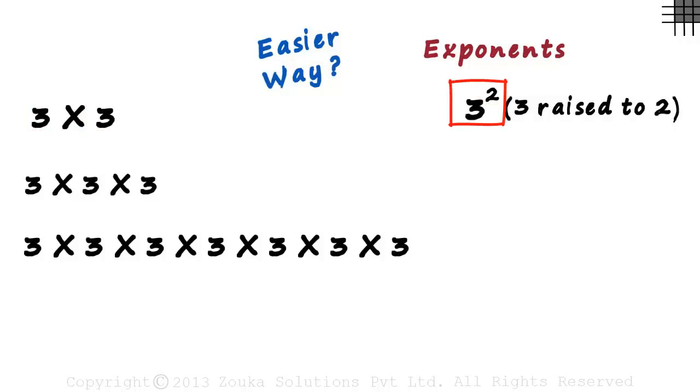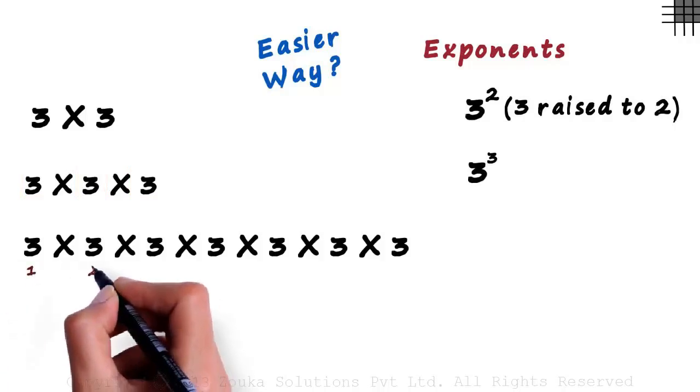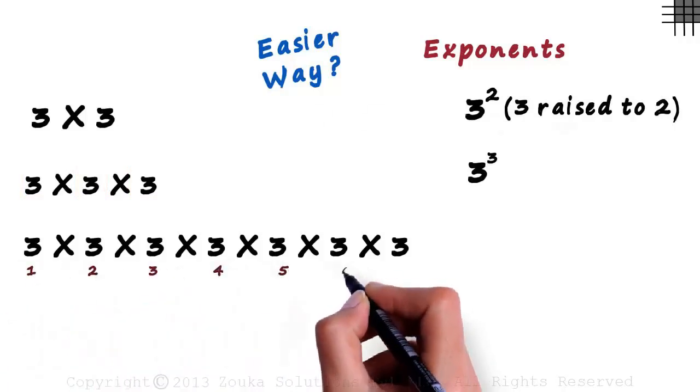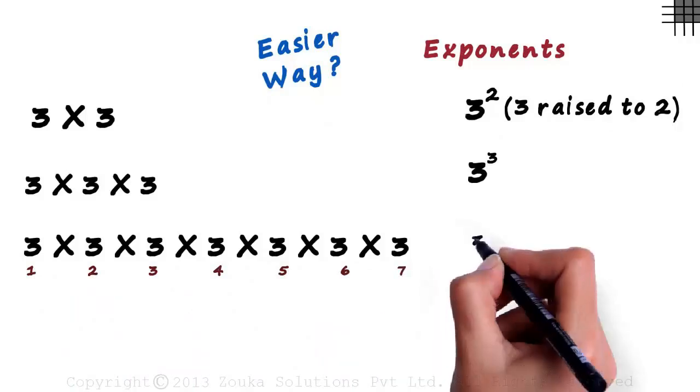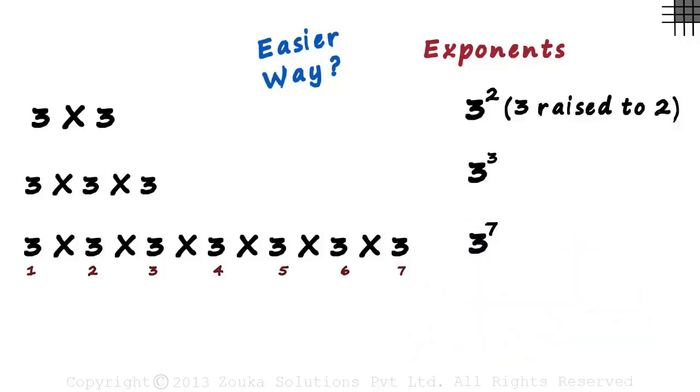In the second case, we can see 3 3's. Hence, it can be written as 3 raised to 3. How do we get a 3 in the superscript? That's because we have 3 3's. And in the final example, we have 1, 2, 3, 4, 5, 6, 7. 7 3's. So we write this long string of 7 3's as 3 raised to 7.